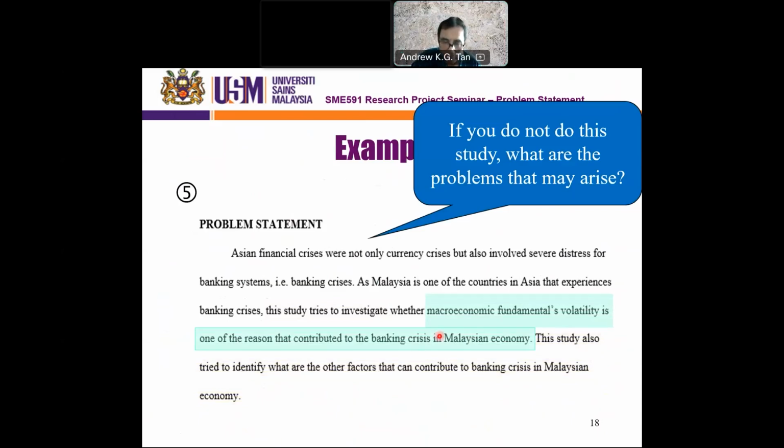All right. The correct way to do it is to highlight what are the problems that may occur. What is the information that is lacking in terms of macroeconomic fundamentals volatility that contributes to the banking crisis in the Malaysian economy? Highlight that instead.